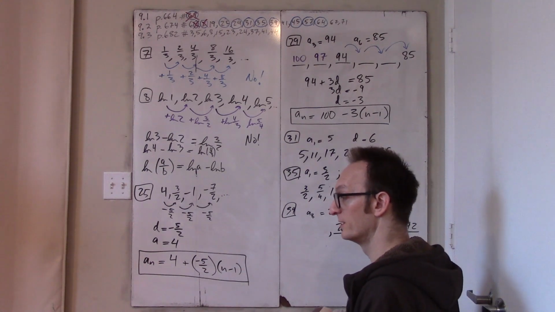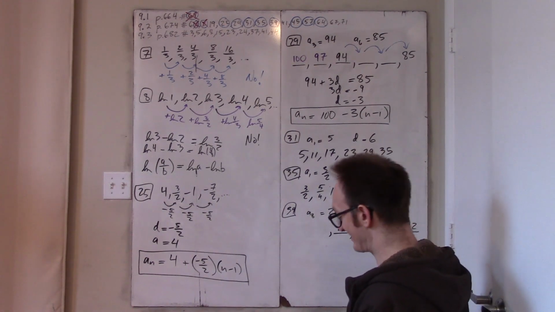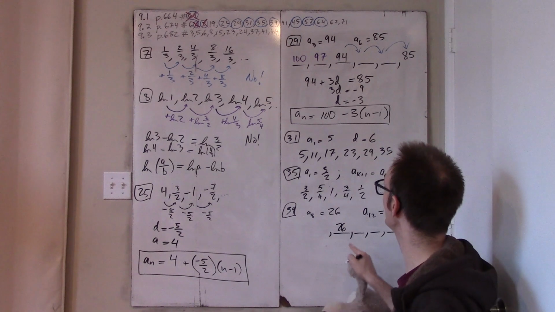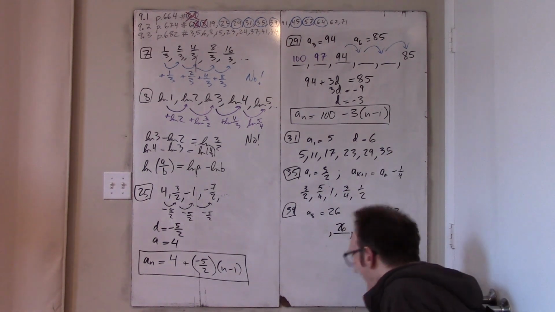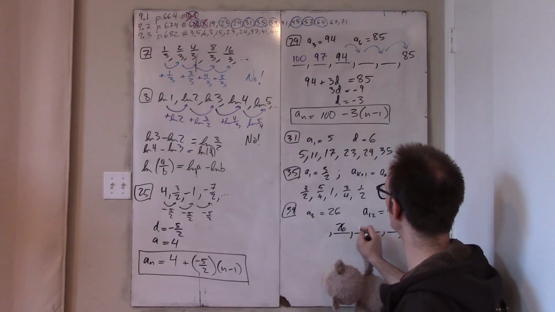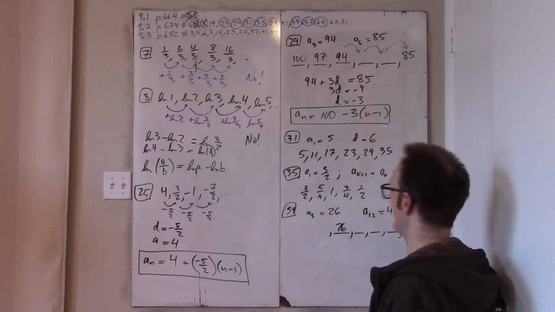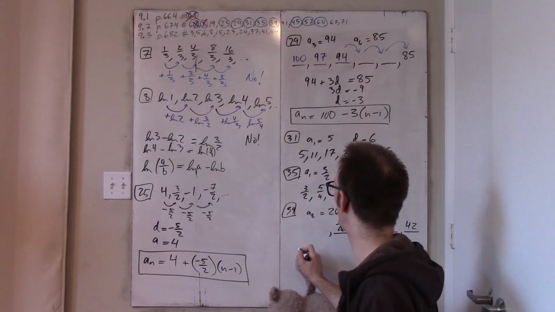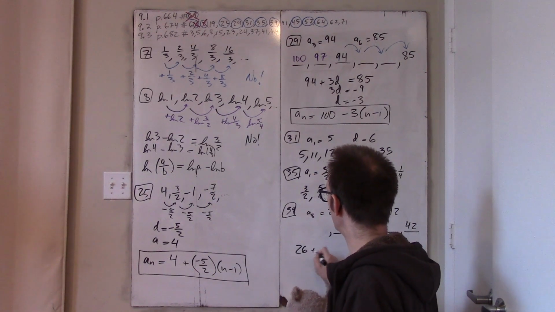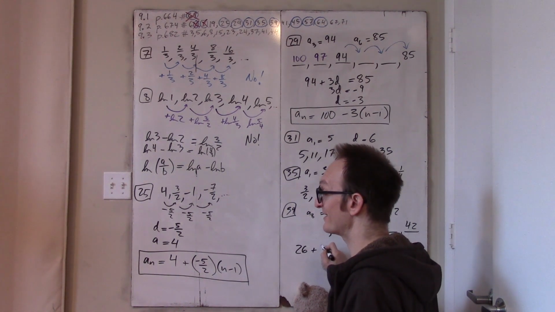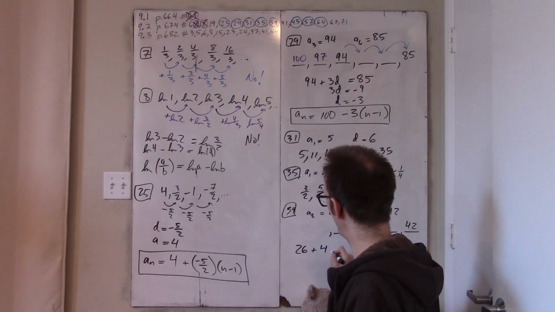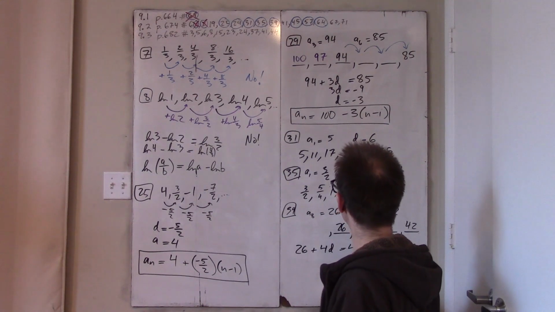So, anyway, 8, 9, 10, 11, 12. Okay, so how many times do I add D? Of course, it's 1, 2, 3, 4. So if the 8th term is 26, then whatever D is, I don't know, but I have to add D 4 times to get 42.